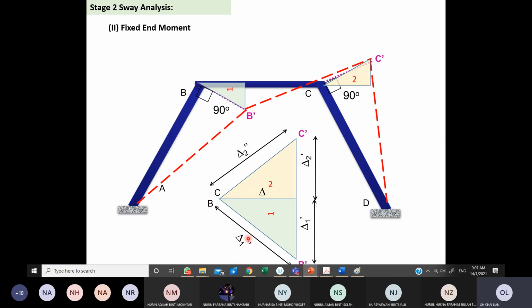And how about member CD? Delta 2 prime. Delta 2 prime, this one? No, delta 2 double prime. Yes, thank you very much. So we are looking at CD now. These are all the deflection values, but we are looking at the maximum, which is happening at C here, CC prime, and it must be perpendicular to the member. So CC prime refers to delta 2 double prime. How about BC, Wani?